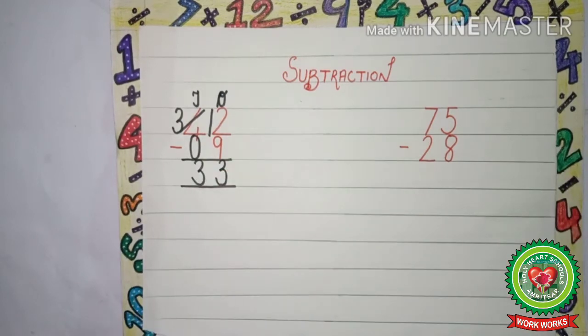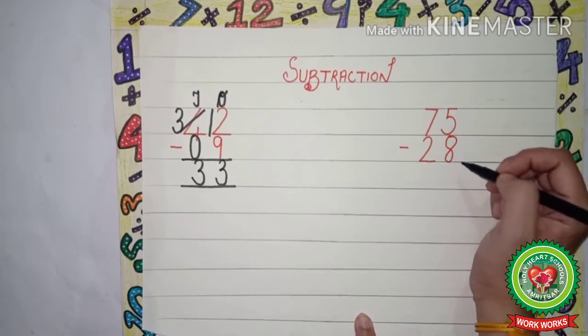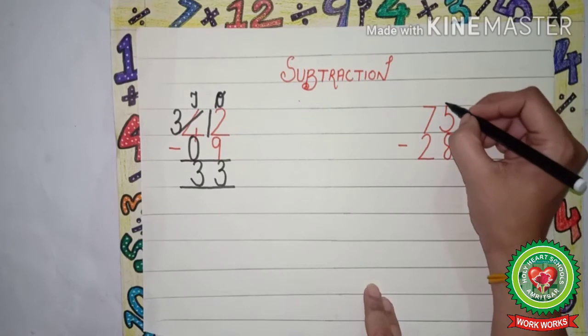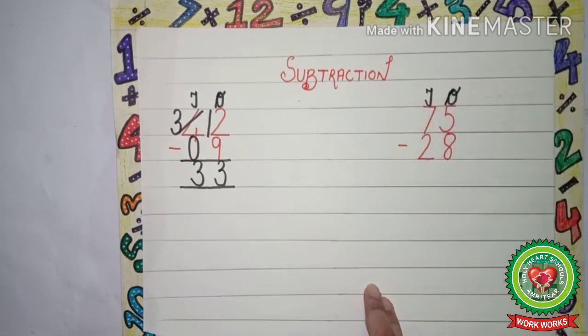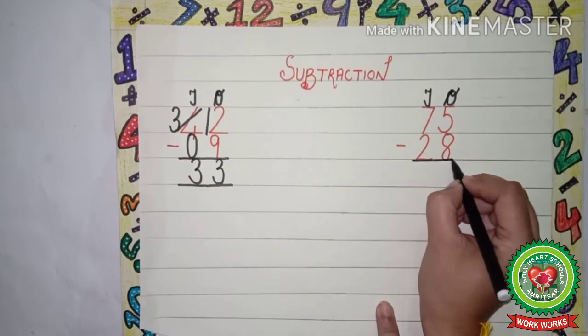Clear? It means 42 minus 9. The answer is 33. Now let us do one more example. 75 minus 28. Again, before subtraction, our first step is to write down the place value chart. So we will write ones and tens. Okay. Now again we will draw a line.